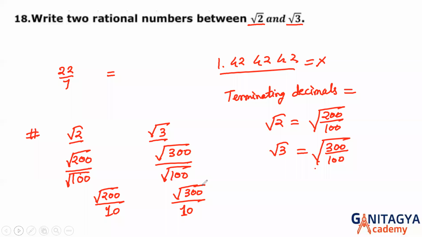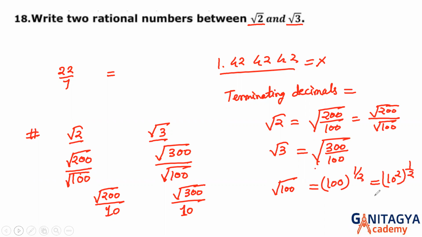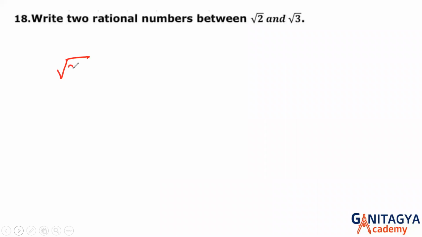Any confusion? See, under root 200 upon 100. So I have written it as under root 200 divided by under root 100. So under root 100 means 100 to the power 1 by 2. So can I write 10 square and its power 1 by 2? Okay, very nice. So this is done. Very good. Now what we have to do? We have to find numbers between under root 200 divided by 10 and under root 300 divided by 10.